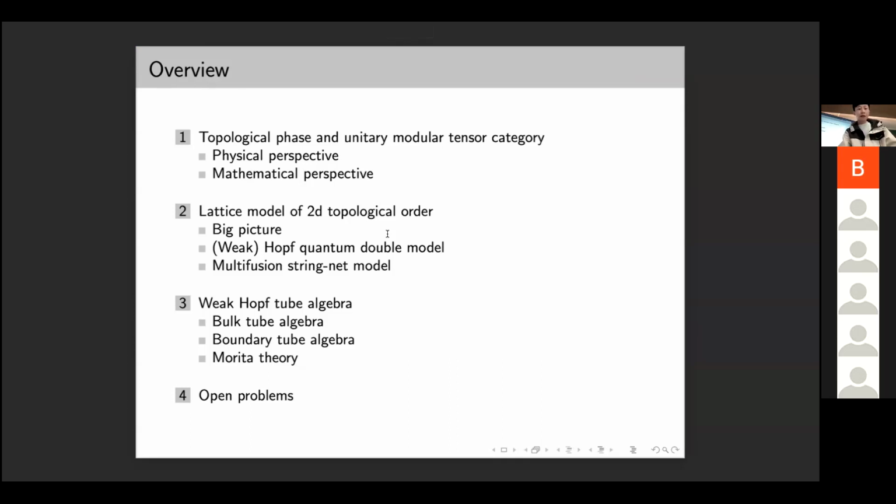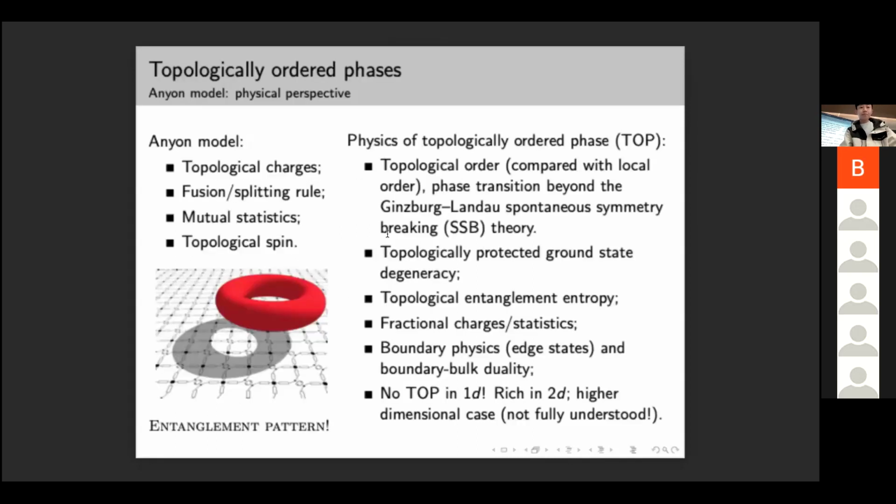And for the third part, I will try to explain how to reconstruct the Hopf algebra from the given multifusion categorical model. And since the Levin-Wen model is a special case of the multifusion model, for this case we can also recover the Hopf symmetry for the Levin-Wen model. And for the last part, I will discuss some open problems.